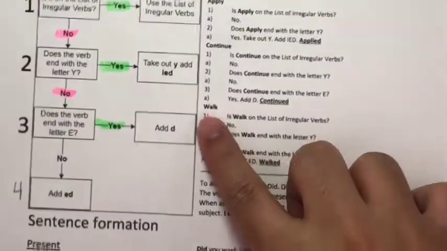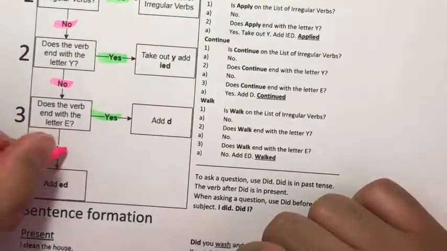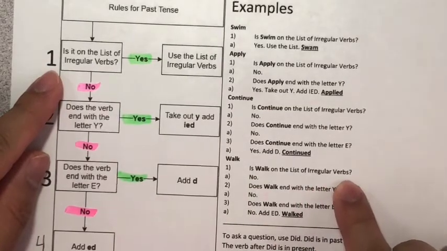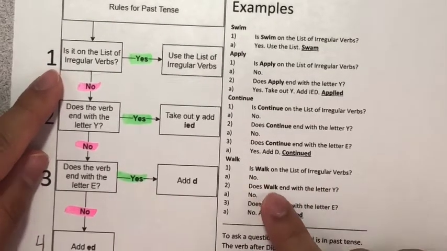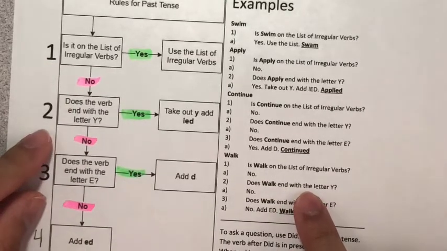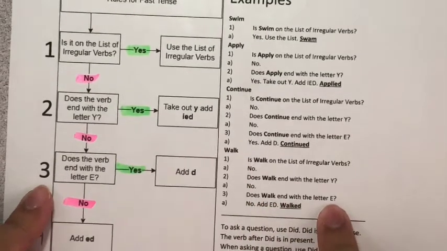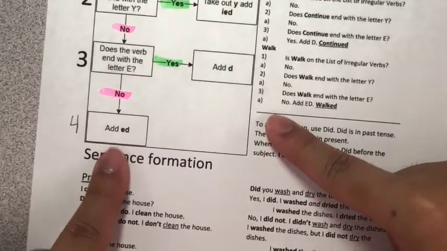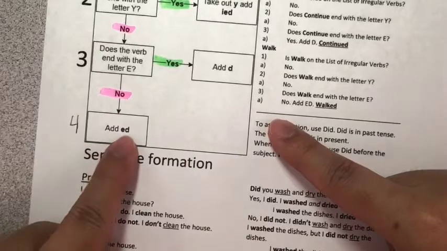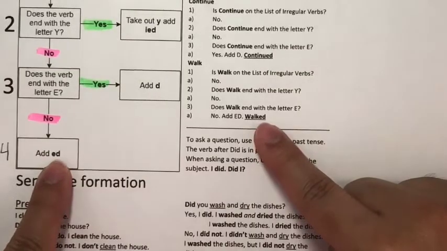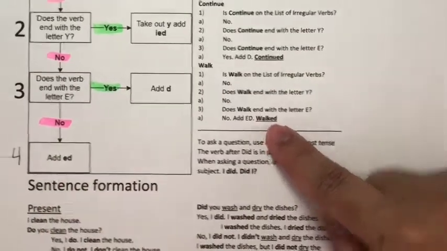And then we have words like walk. Okay. Rule number 1. Is walk on the list of irregular verbs? No. Does walk end with the letter Y? No. Number 3. Does walk end with the letter E? No. Okay, so 1, 2, and 3 are no. So we look at number 4. Number 4 just says add ed. So we add the letters E and D to the end of the word. Now we have walked.